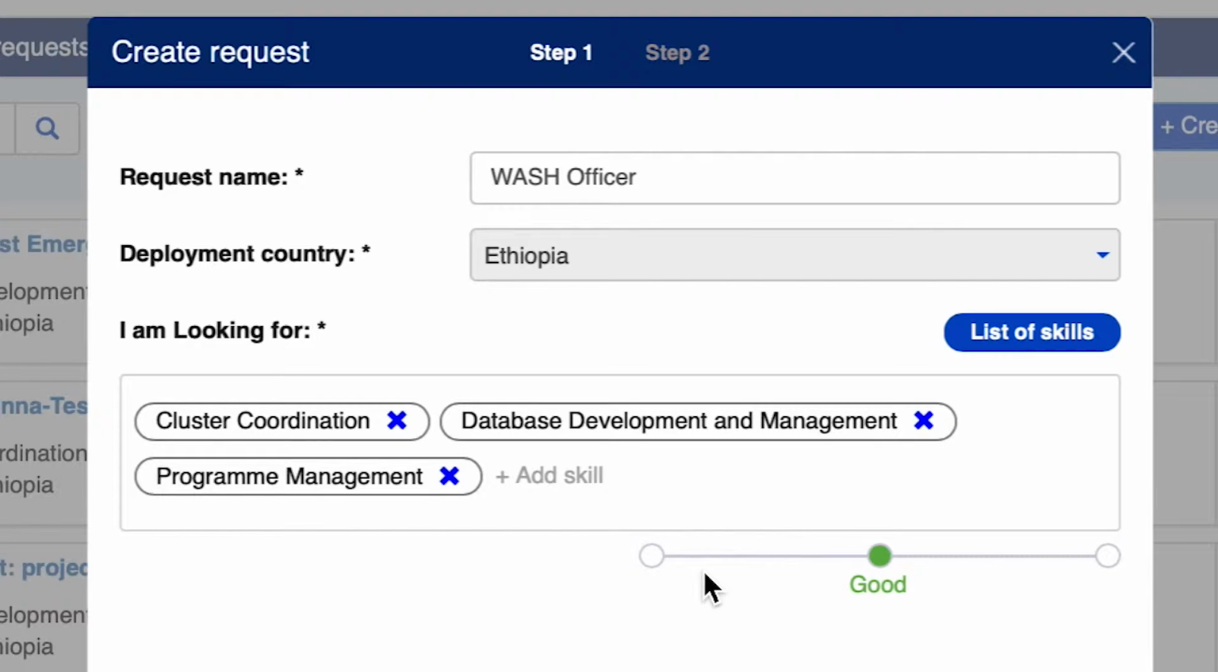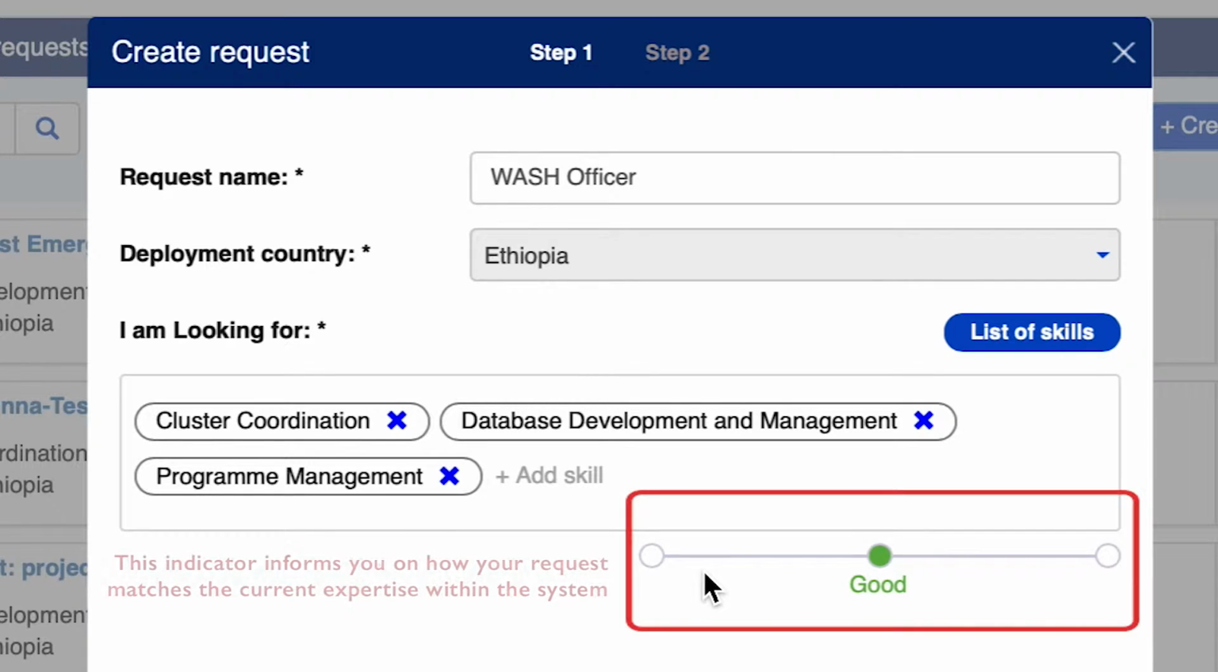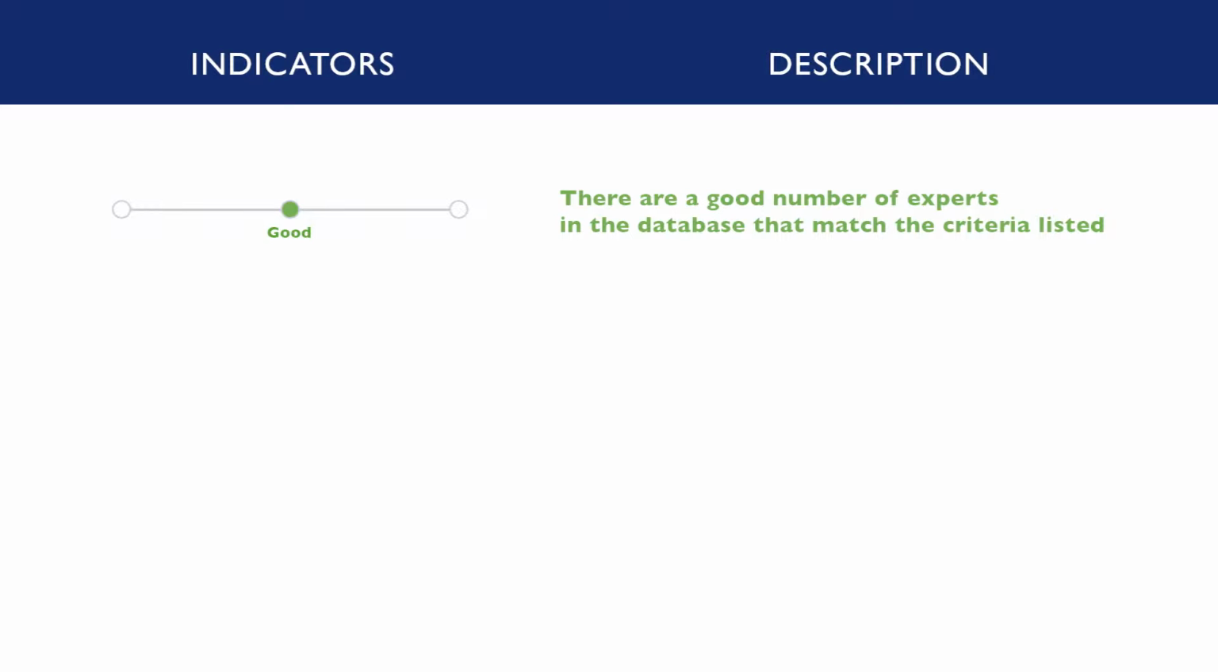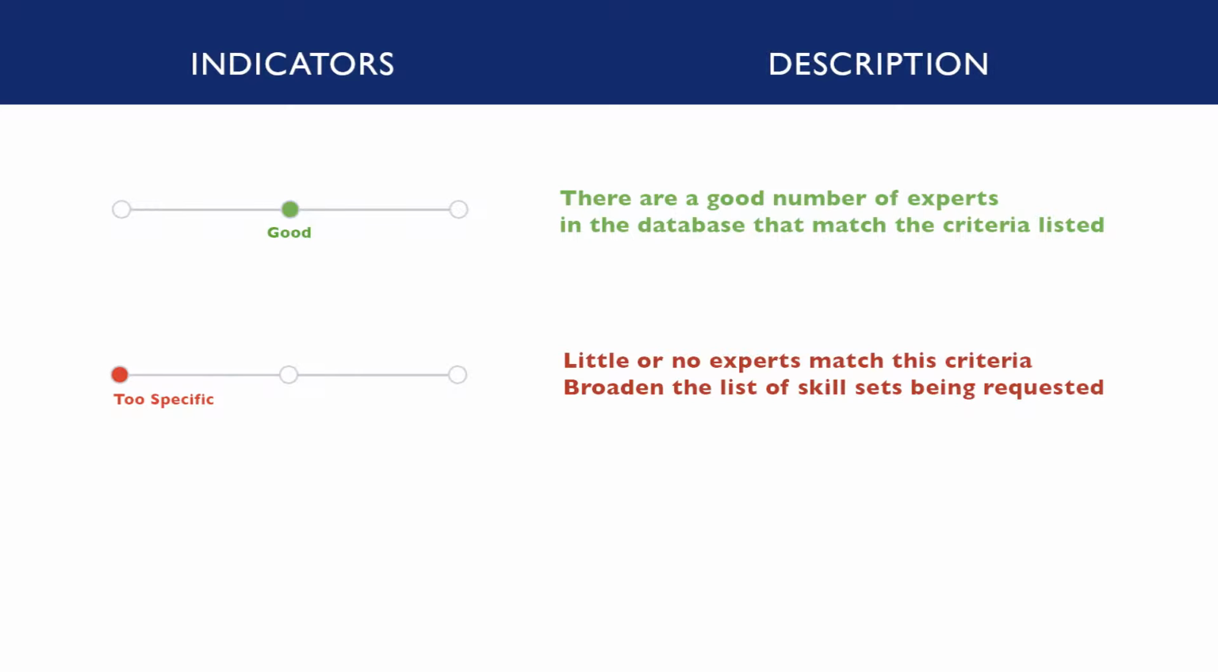Pay attention to the guide bar on the bottom right of the request. This indicator informs you on how your request matches the current expertise within the system. Good means there are a good number of experts in the database that match the criteria listed. Too specific means that there are little or no experts that match the criteria in the system. There is a need to broaden the list of skill sets being requested.